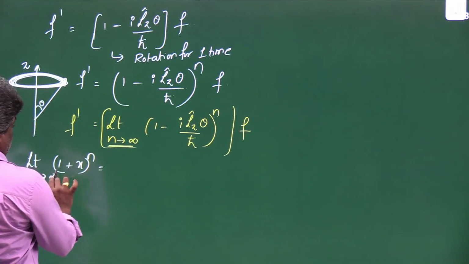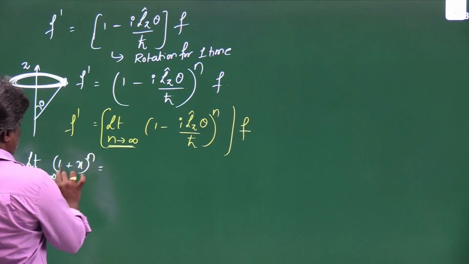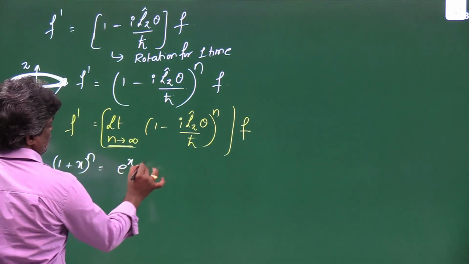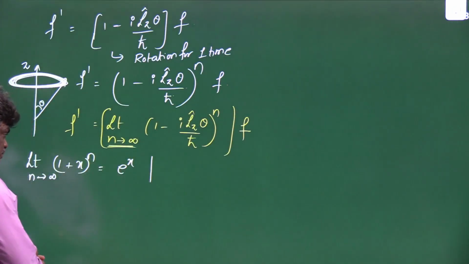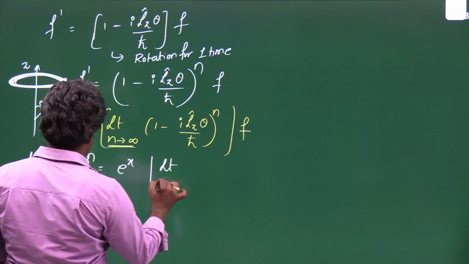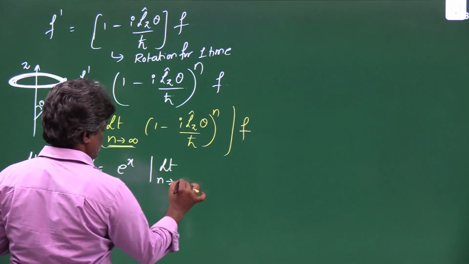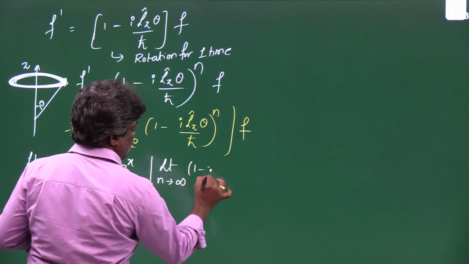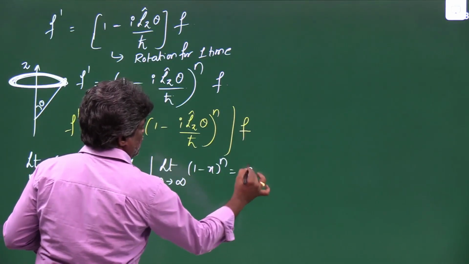1 plus x whole power n as n tends to infinity will become e raised to x. Or Cauchy convergence, sir? So 1 minus x whole power n equals e raised to minus x.